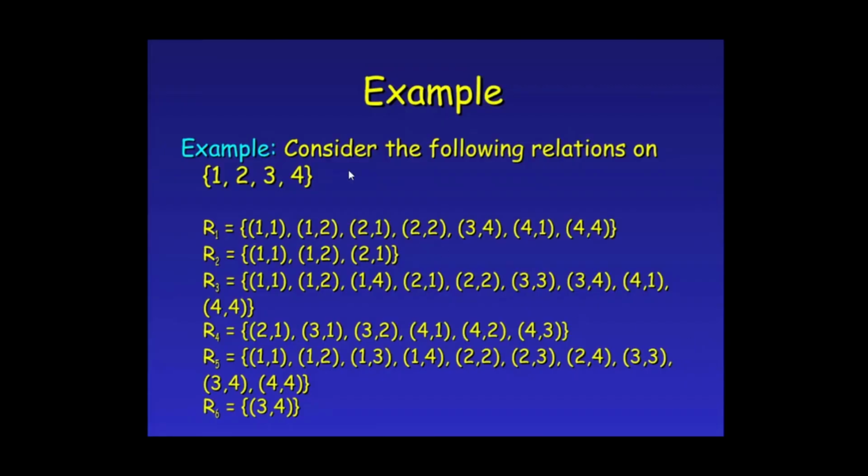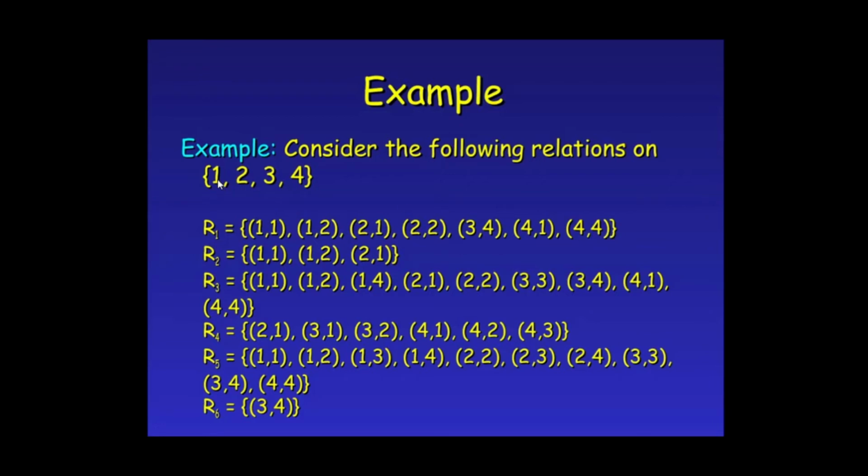Now let's see some examples. Let's consider a set A with the elements 1, 2, 3, 4. I have taken 6 relations, and you have to check which of these are reflexive and which are not. Let's see R1. In R1 you have (1, 1), (1, 2), and so on. Now check whether it is reflexive or not.